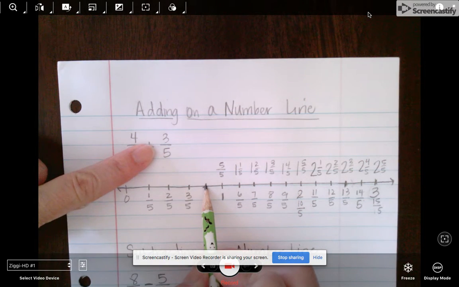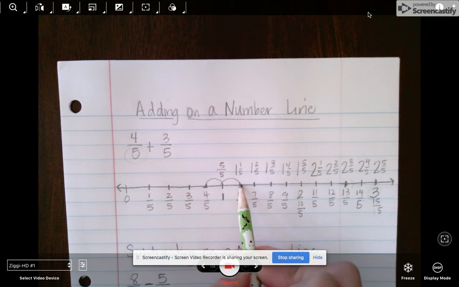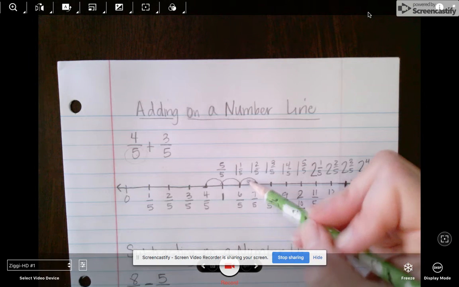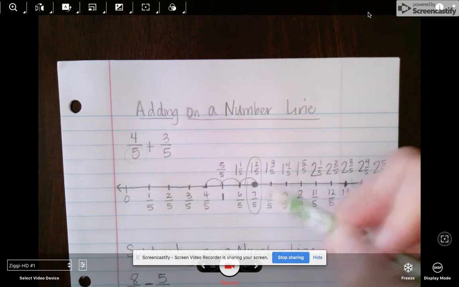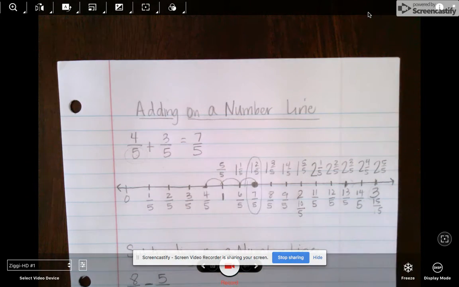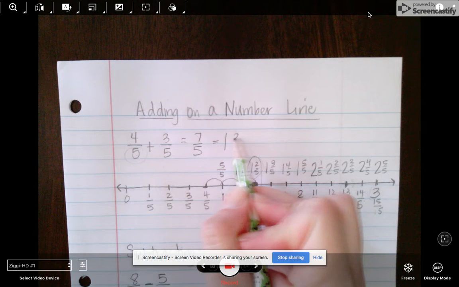To that, we're going to add the 3/5. So we add 1/5, 2/5, 3/5. Easily we can see that our answer here would be 7/5, and that would also be equivalent to 1 2/5.